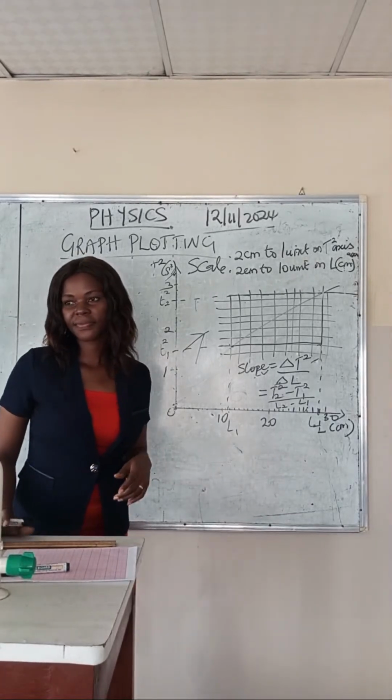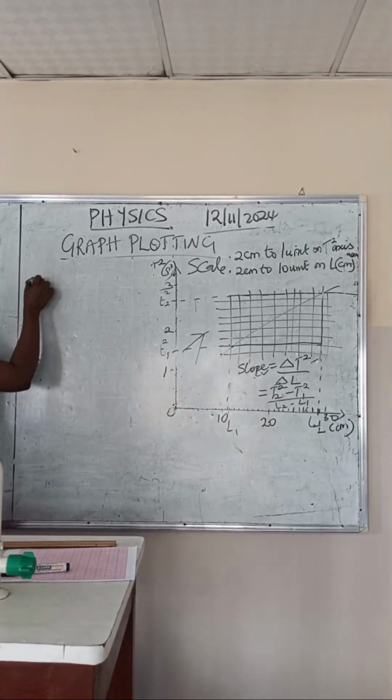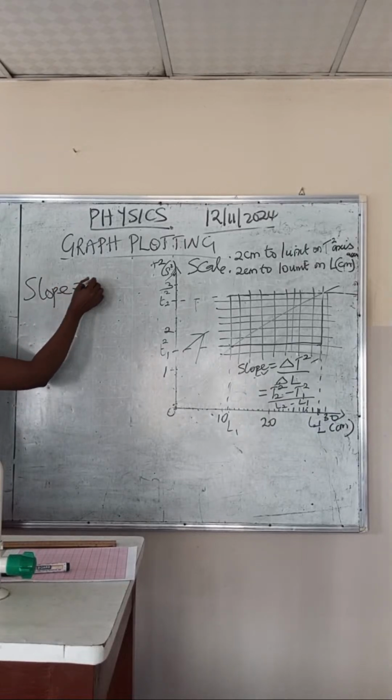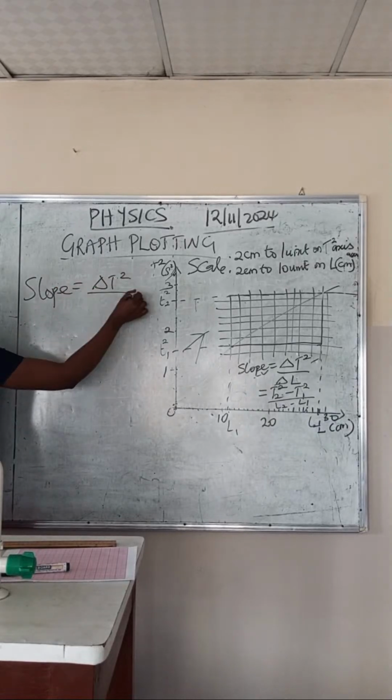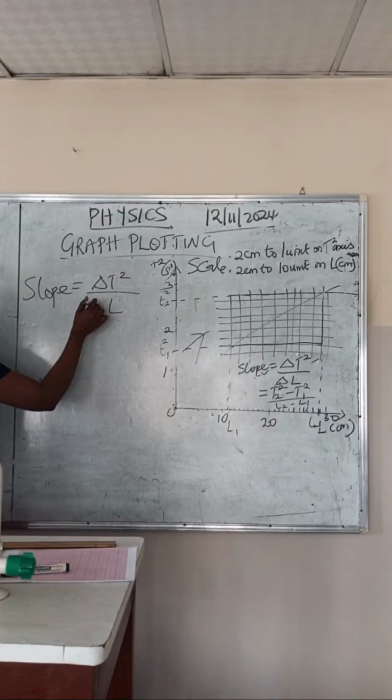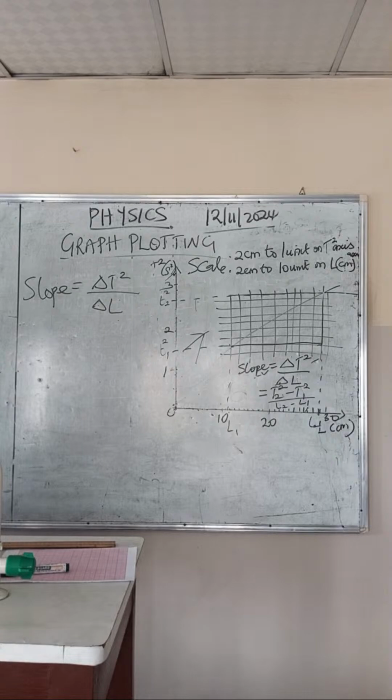Are we clear? Mom, my L2 is more than 90. How is it possible? Where this L2 is, that is 30. Take the value there. No, this one is 10.